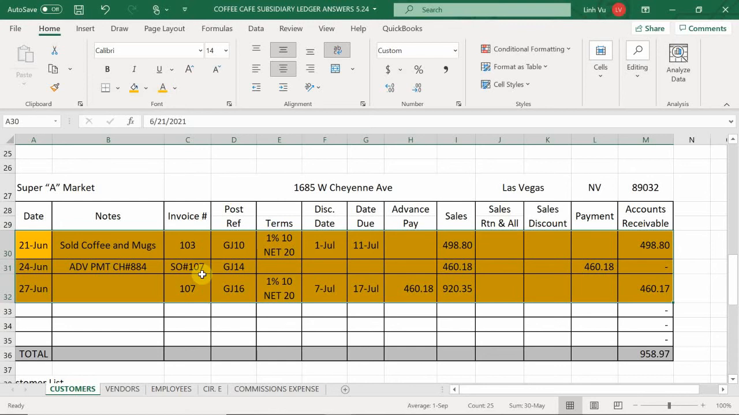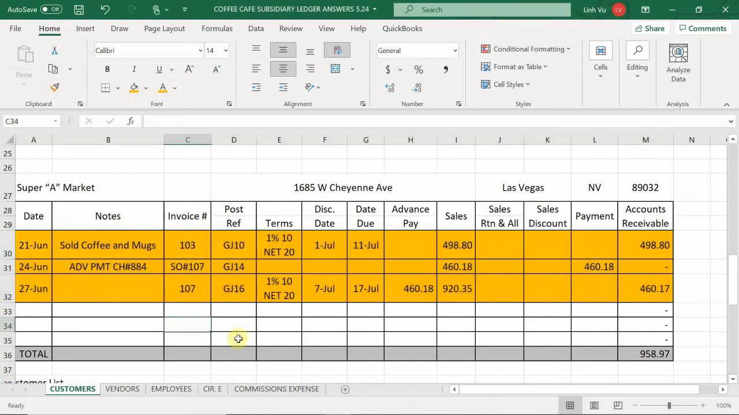All right. First one is invoice number 103. Did they make the discount due date? Yes, they did, because we delivered to them on June 21st. Ten days later is July 1st. So in this case, they made the discount. And of course, we just recently delivered their other one for 107, so they definitely made that discount due date of July 7th.